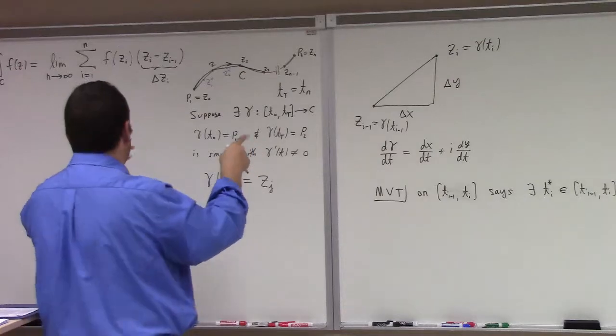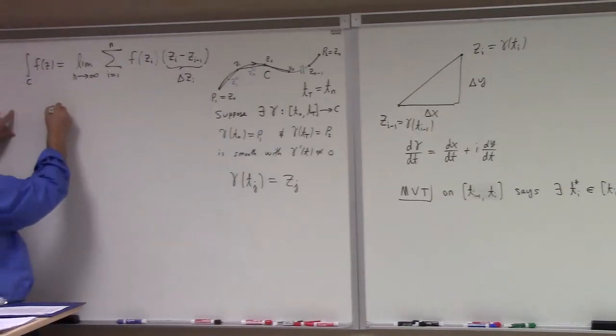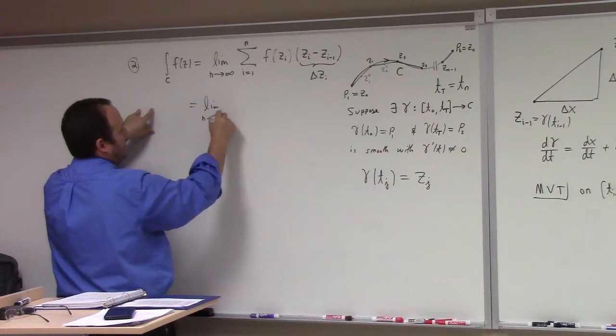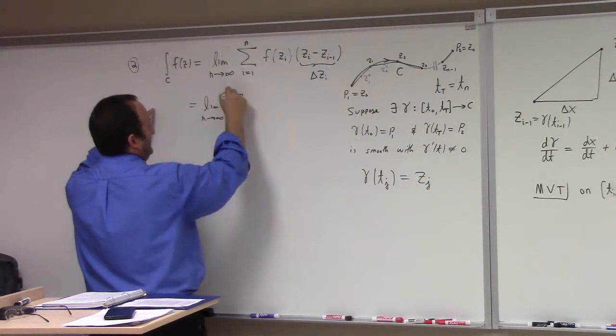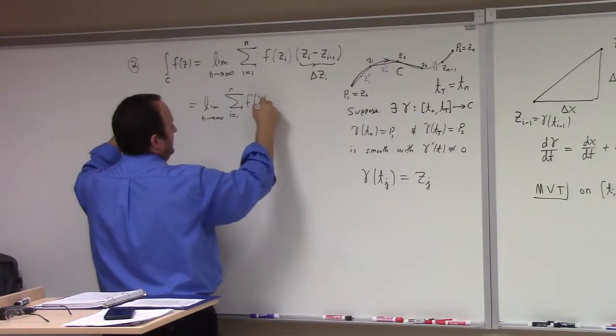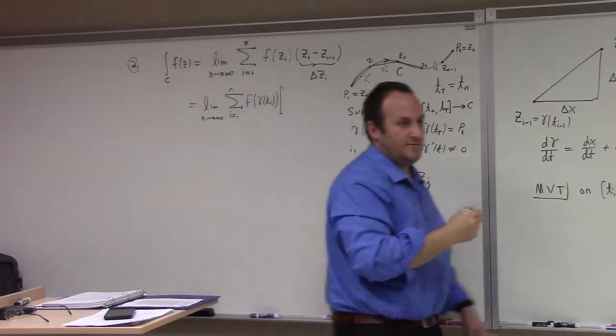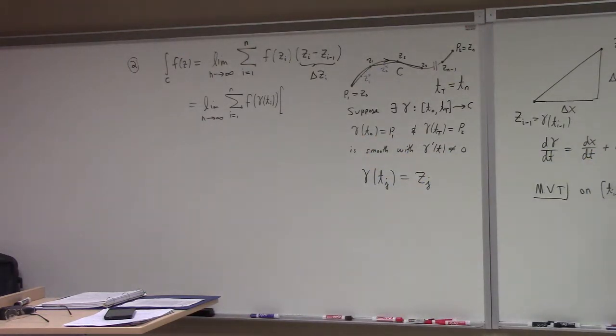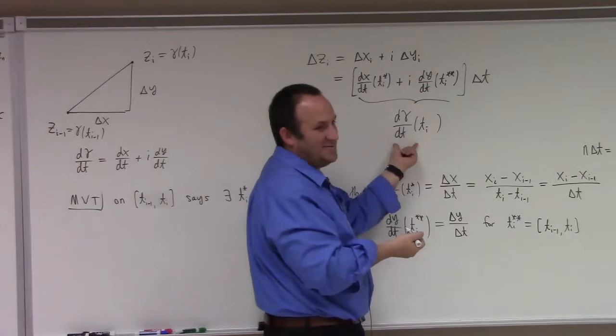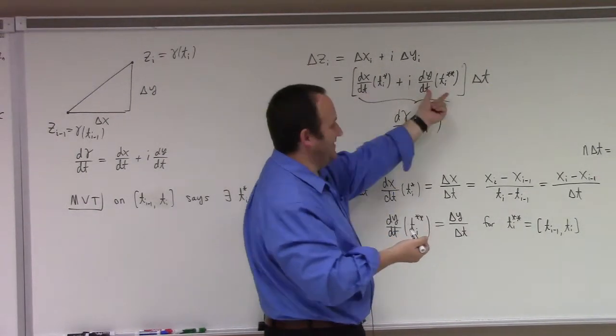Okay, so what is this then? We've got the limit as n goes to infinity of the sum, i equals 1 to n, of f of gamma of t sub i, times what? Before I write it over here, let me simplify this one step further. I'd love to just say that this is d gamma dt at t sub i. But then I can't put t sub i star, and I can't put t sub i star star. It's the derivative of the path half at that point and half at that point.